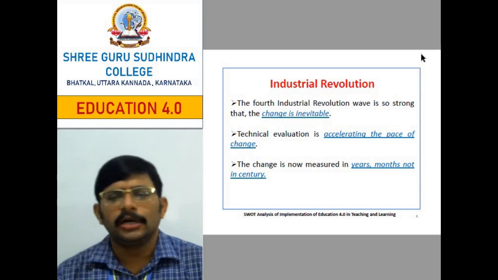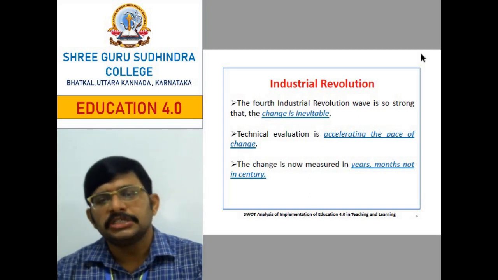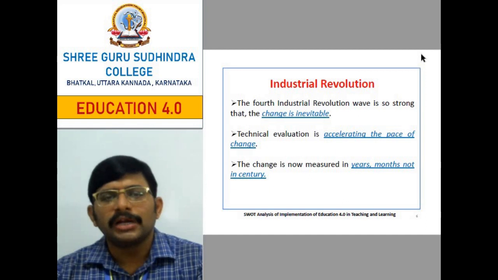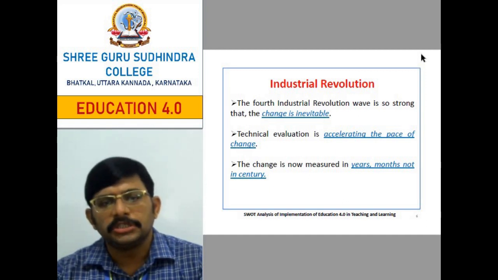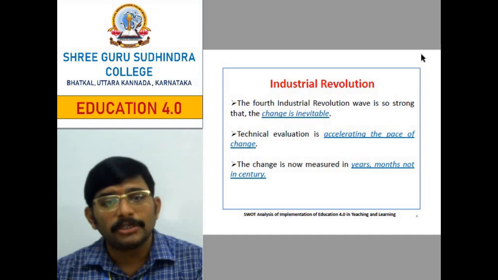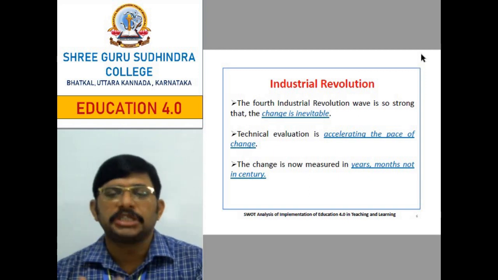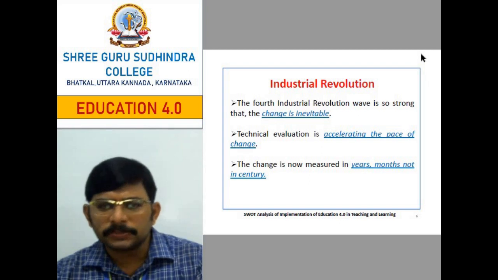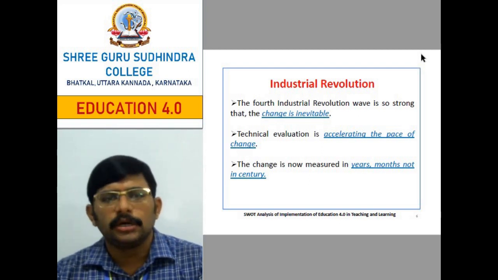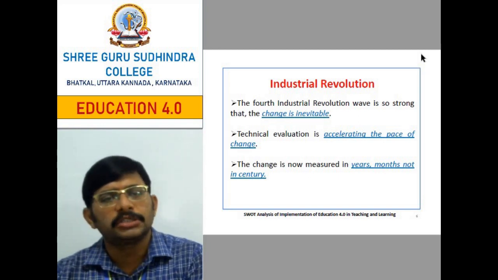When you talk about industrial revolution, the first point itself says change is inevitable. As you know, we can't stop the change. Change is continuous, and as per the new requirement, as per the market requirement, as per the requirement of the people and the stakeholders, we should come up with new concepts. So change is inevitable, and as per the requirement, we have to change ourselves. And when you talk about this change in the current century, because of this technological evolution, it is giving a positive result.